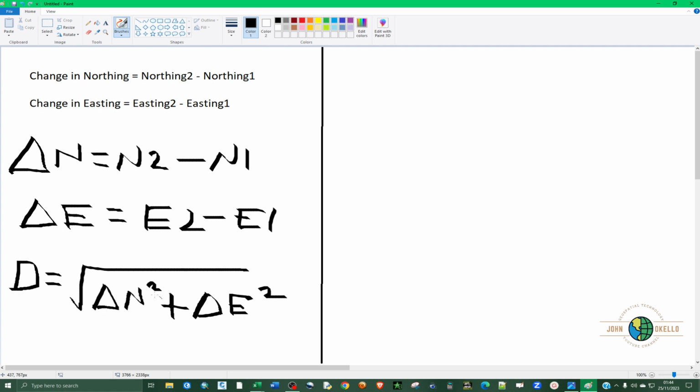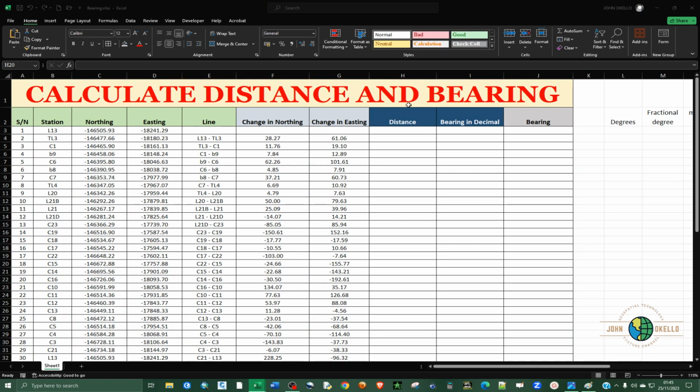So this is the formula which is equivalent to the normal Pythagoras theorem, which is h equals the square root of a squared plus b squared. So h is equal to the square root of a squared plus b squared. The same case applies for finding the distance here. So we are going to apply that.